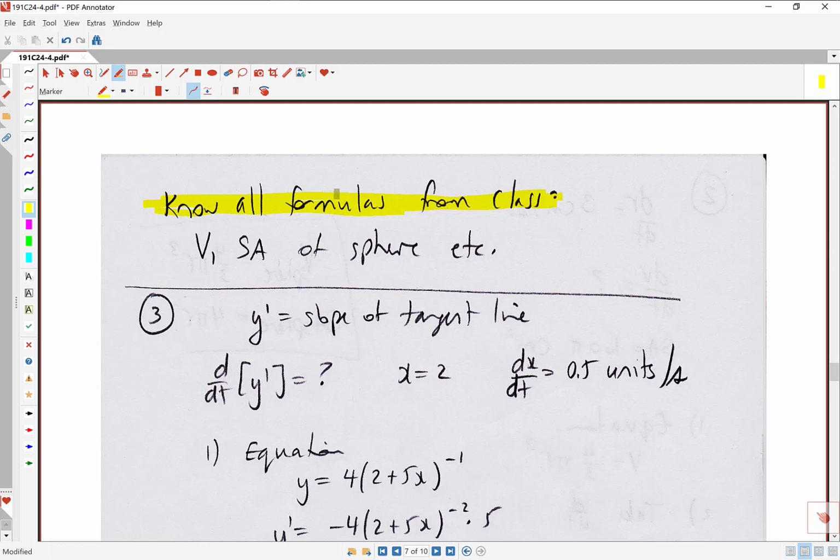So that way you can scan through the problems that we solved in these lecture videos, and then you can know those are similar to the kinds of problems that I would ask on a test. Volume and surface area of a sphere. We'll also talk about a cone in one of our problems. So just know those formulas that we used in the lecture videos.